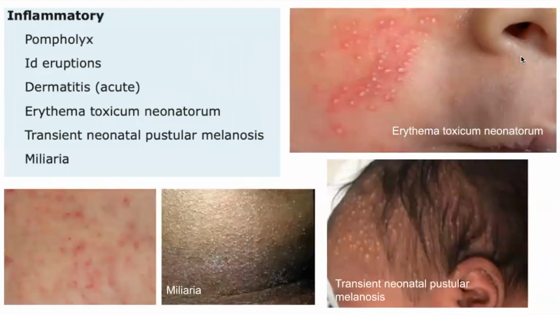There are also a number of inflammatory dermatoses which are associated with a bullous or blistering eruption, and these include pompholyx, id eruptions, and acute dermatitis. In a younger population such as pediatrics, erythema toxicum neonatorum is a differential diagnosis alongside transient neonatal pustular melanosis and miliaria.